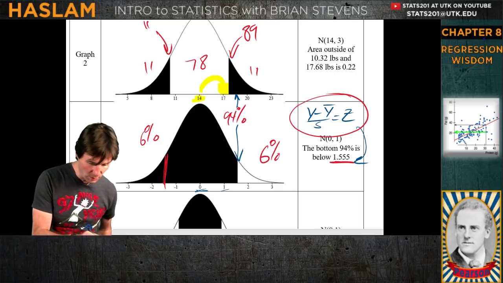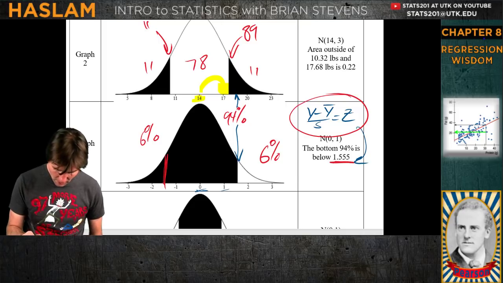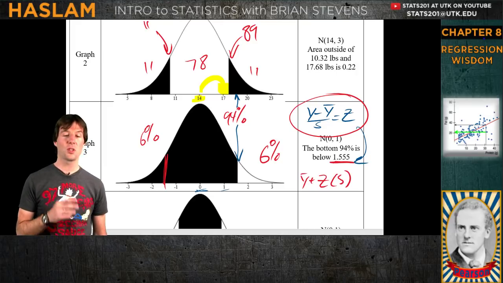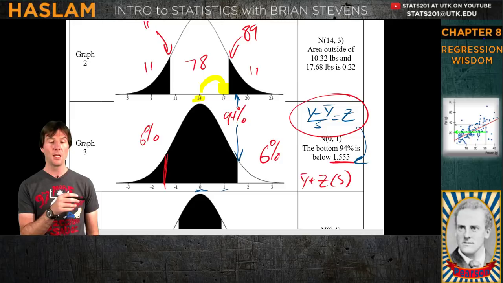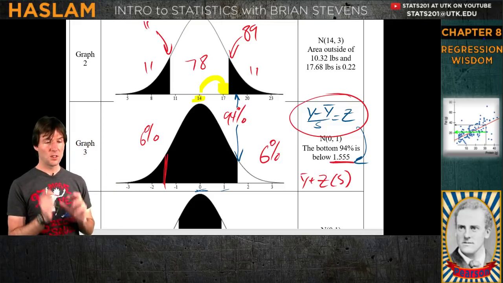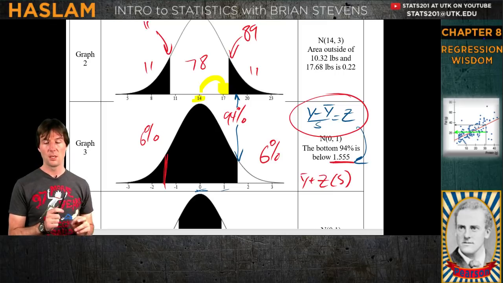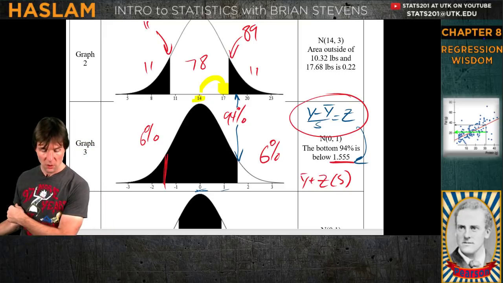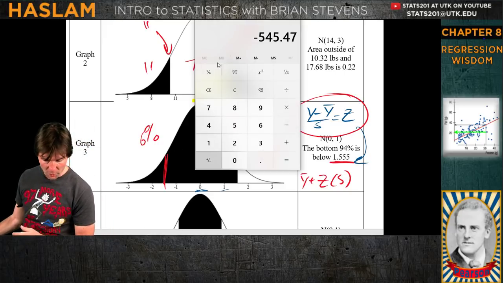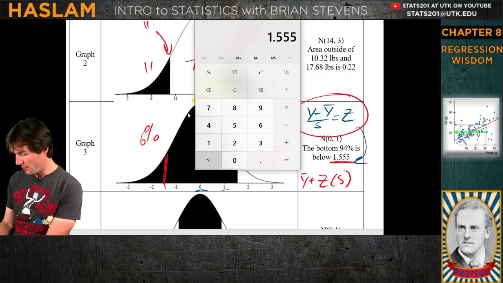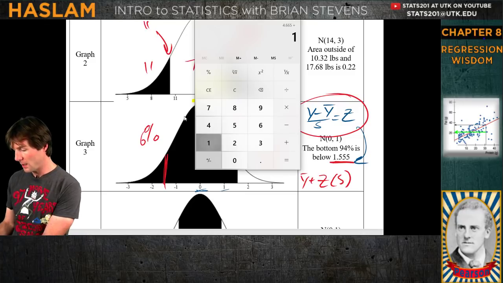So what would we do? We would need to take the mean, and we would need to add to the mean the z-score times the standard deviation. So this is just a reworking of the formula to solve for y. All we're doing is taking the mean and adding to it the z-score times the standard deviation. So this right here would be, let's first do the z-score times the standard deviation of 3, and then we add to that the mean.